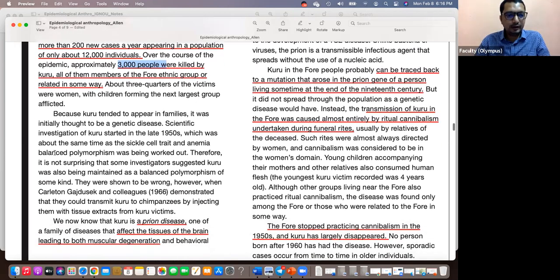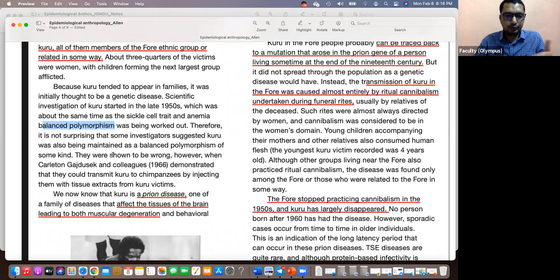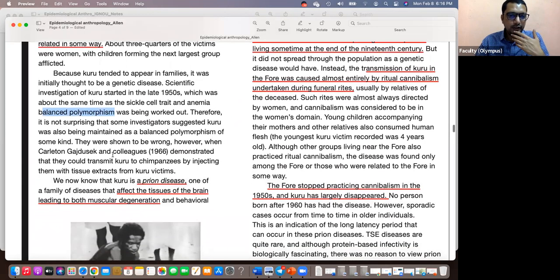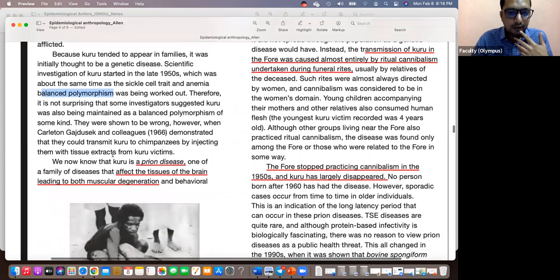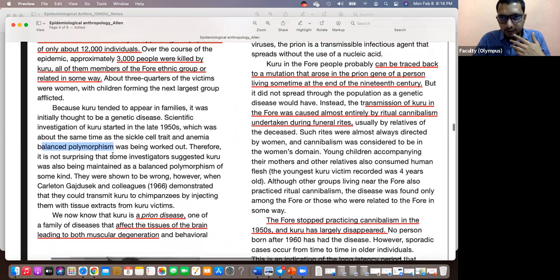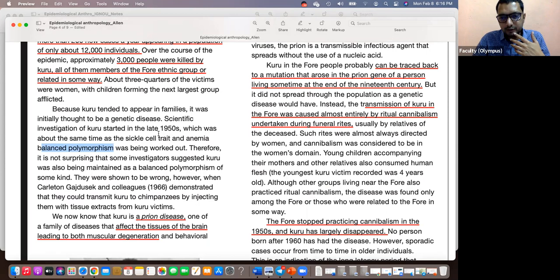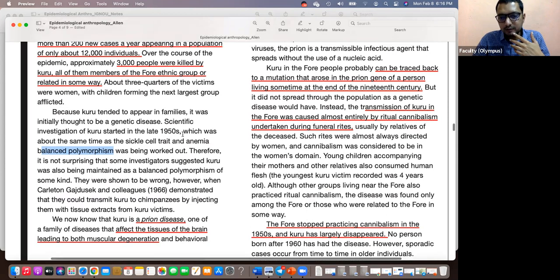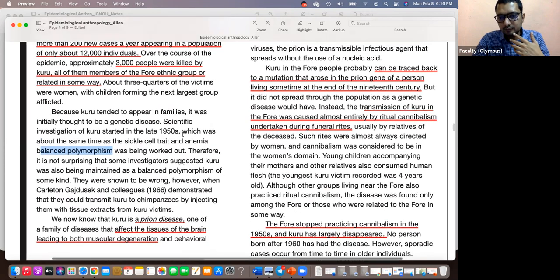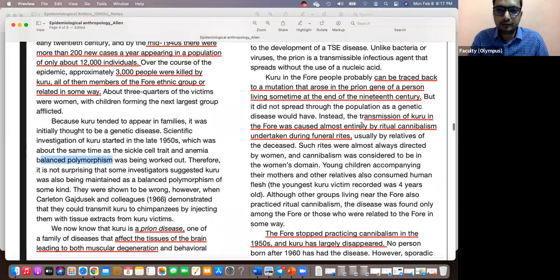And some people even thought this is a concept of balanced polymorphism, because they only knew about those things and thought there was probably a connection. But eventually they found out that it is a prion disease. And any idea how this is spreading? It was spreading because of the practice of cannibalism.